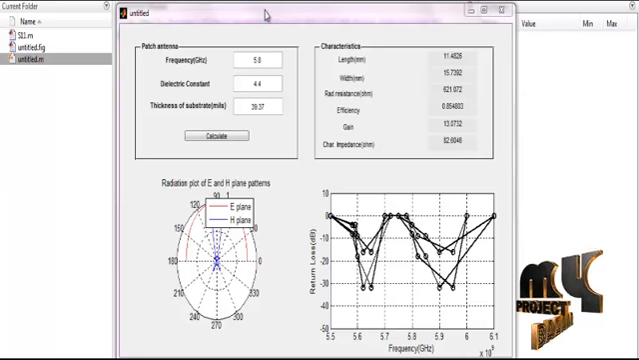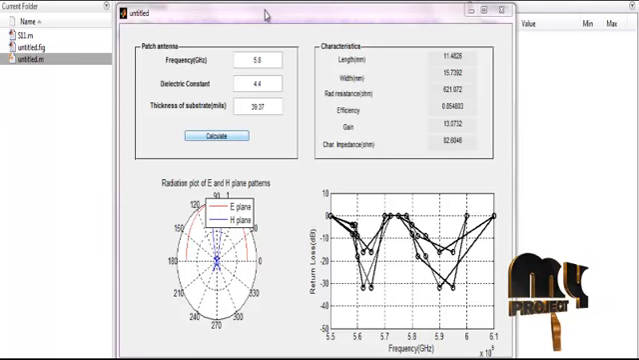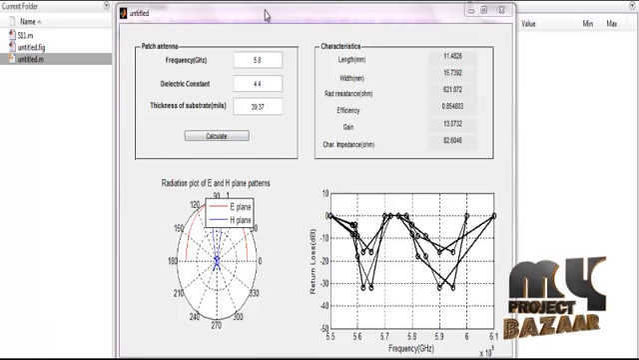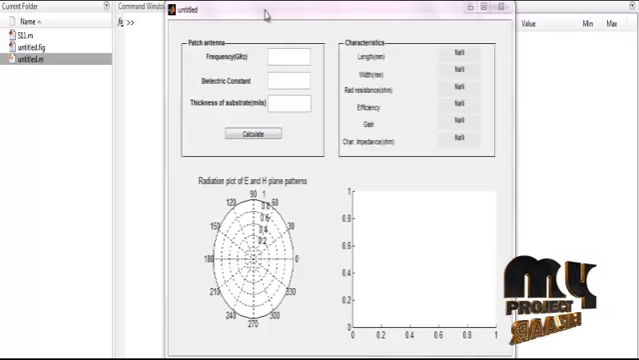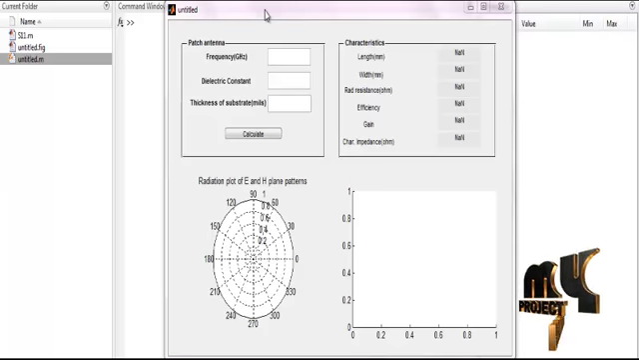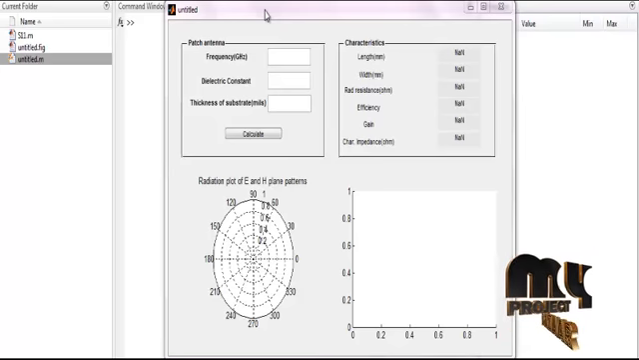The radiation pattern and return loss can also be calculated for the patch antenna that is truncated with the corner cut. If we give none as the product, all the values are none, and there is no radiation pattern and no return loss. So this is the overall running procedure for the product.